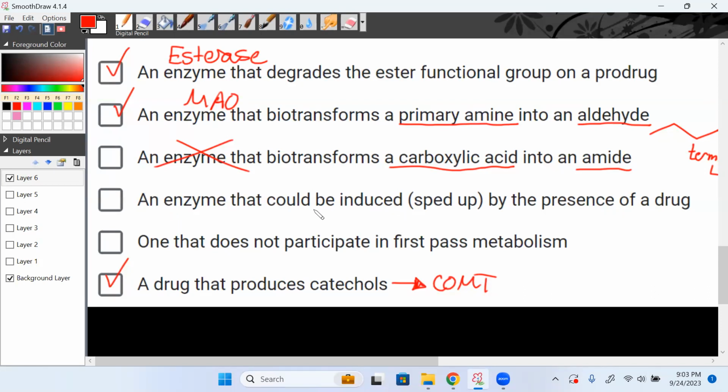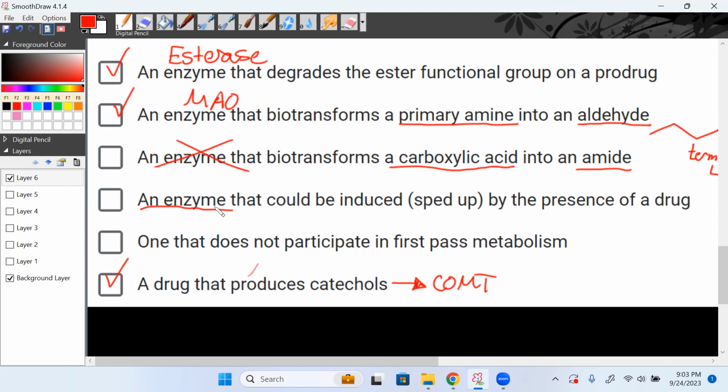An enzyme that could be induced by the presence of a drug. This is describing all enzymes. All enzymes have the ability to be induced. It does not matter where they are. And more generally, liver enzymes are way more likely to be induced than anything else.